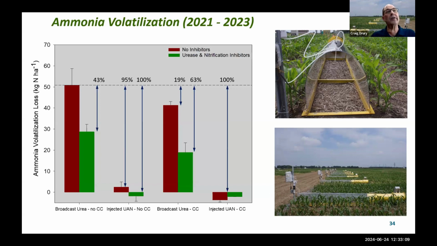So the first 4 bars are with no cover crop. The last 4 bars are where we had killed out a rye cover crop in the spring. We could see that just by growing a cover crop, we had a 90% decrease in ammonium loss, which is the third red bar. 63% was broadcasting urea with the dual inhibitors, the green one, under a cover crop, and injecting, we actually had eliminated the loss. We can actually see ammonium deposition going on.